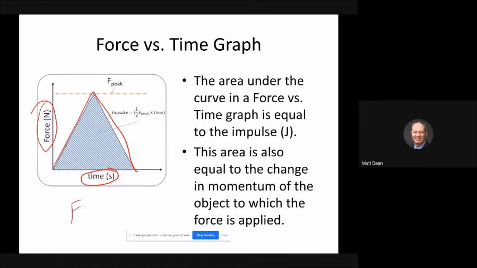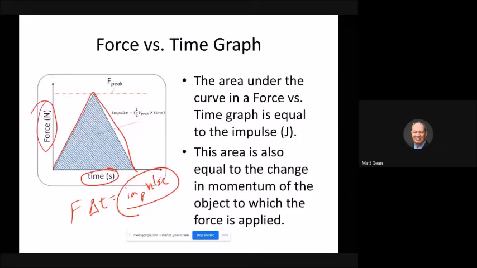And remember that force times time, or force times change in time, is impulse. So when you have a force time graph and you find the area under the curve, you're finding the impulse. Or remember that the impulse is also equal to the change in momentum. So by finding the area under the curve, you're finding both: the impulse and the change in momentum.